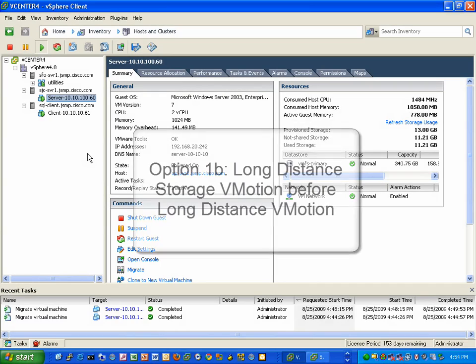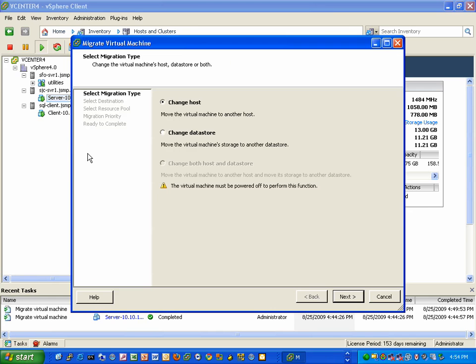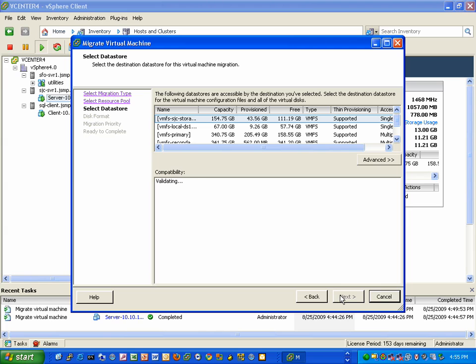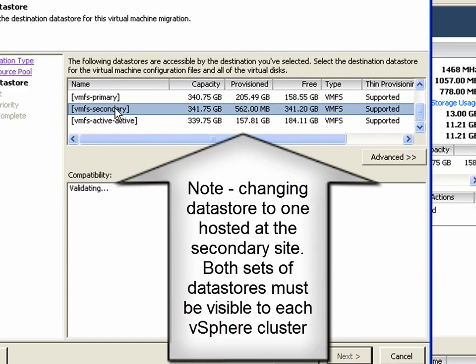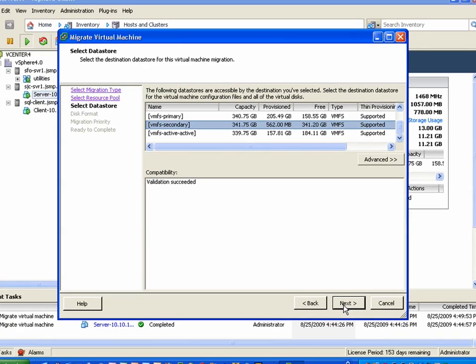The next test was to determine the effect of doing a storage vMotion operation across the same long distance. This could be coupled with the first step to actually bring not only the VM execution from one cluster to another, but the storage along with it. Obviously, in this case, the LUNs, if you're using VMFS, or the NFS data stores must be visible to both sides. This will reduce the effective number of data stores that you can use. However, in many cases, most customers are below the cluster limits for maximum number of LUNs and NFS data stores. Now, you'll notice here that we're moving from the primary data store to the secondary site.